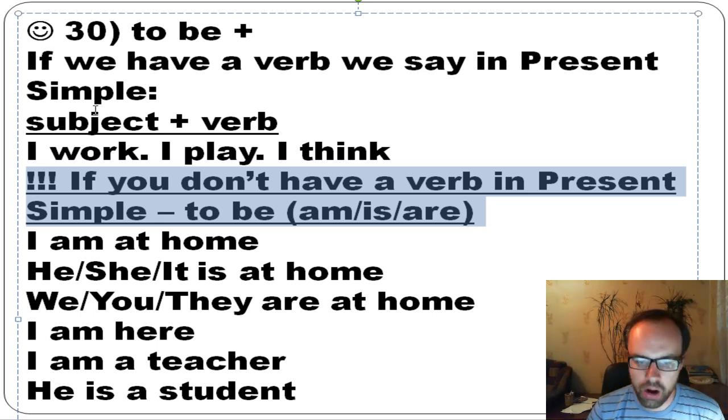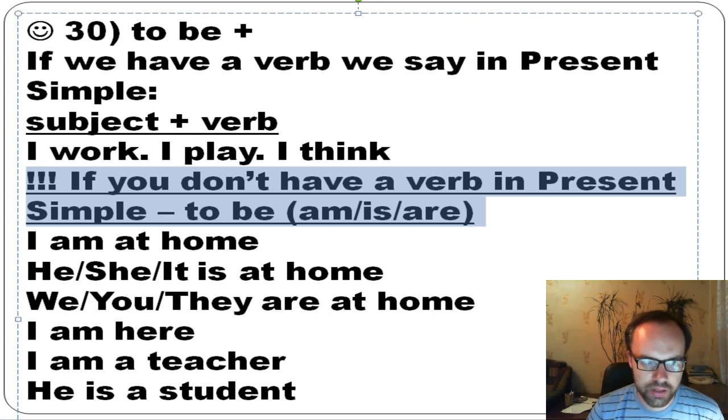We, you, they are. We are at home. You are at home. They are at home. Look, I am here. I'm a teacher. He is a student. So we don't have a verb in these sentences and we use the form of to be.